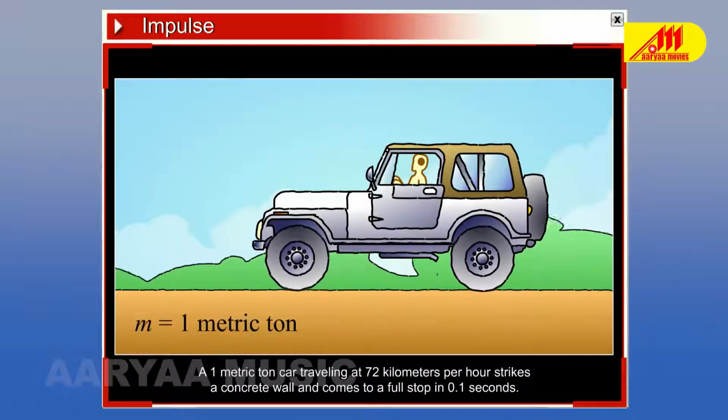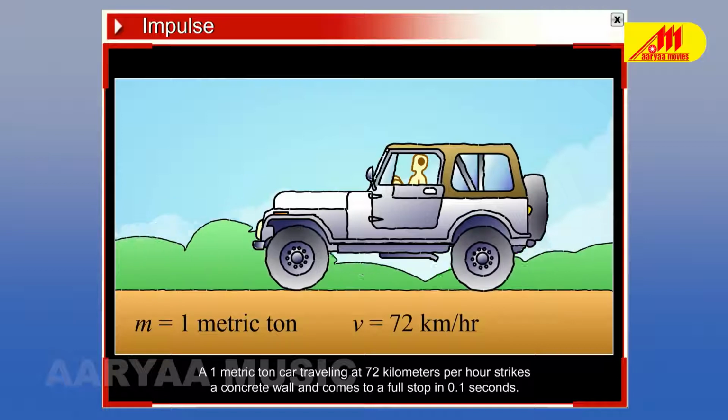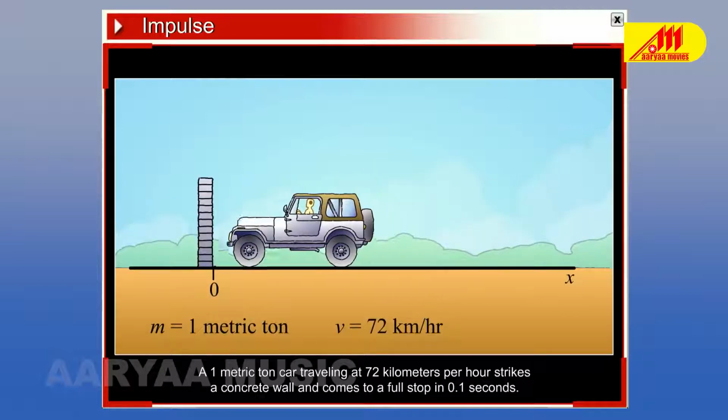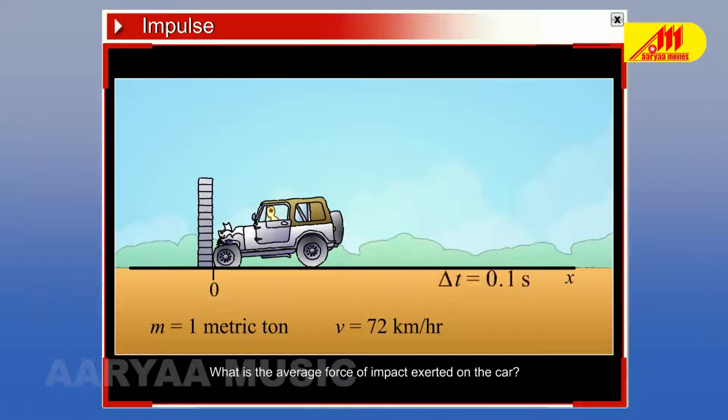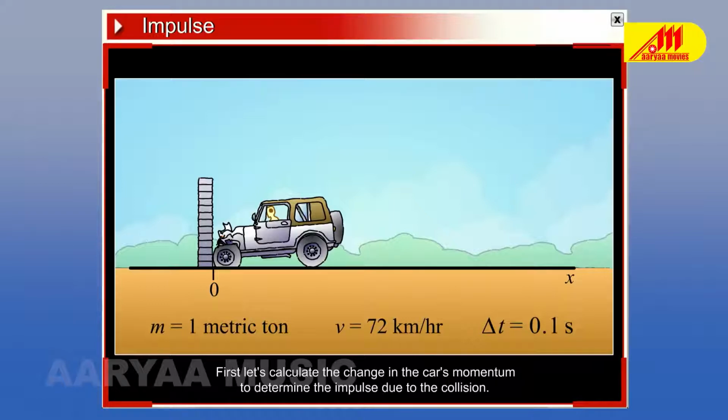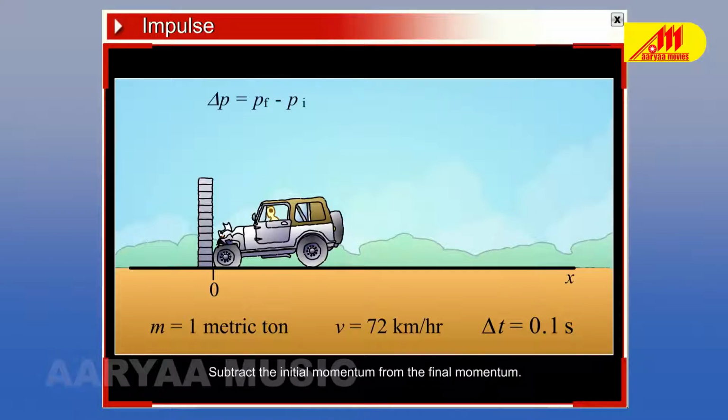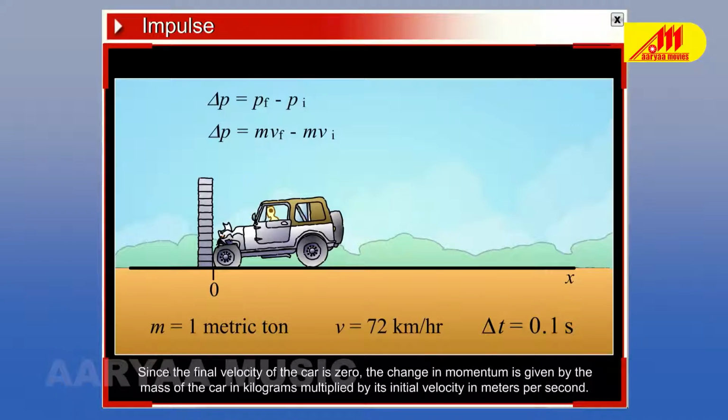A 1 metric ton car, traveling at 72 kilometers per hour, strikes a concrete wall and comes to a full stop in 0.1 seconds. What is the average force of impact exerted on the car? First, let's calculate the change in the car's momentum to determine the impulse due to the collision. Subtract the initial momentum from the final momentum. Since the final velocity of the car is 0, the change in momentum is given by the mass of the car in kilograms multiplied by its initial velocity in meters per second.